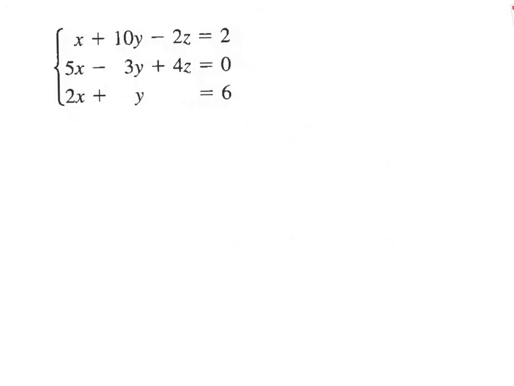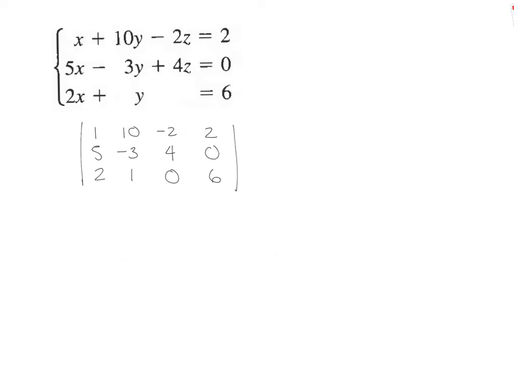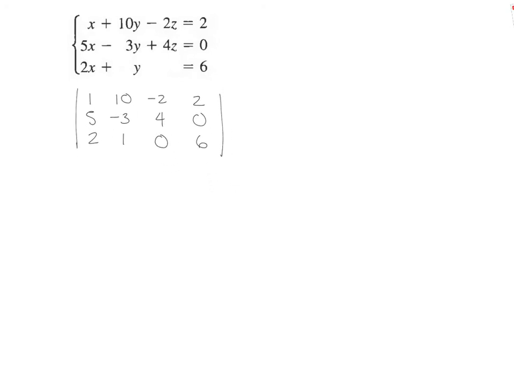So I want to go ahead and start by writing my matrix. Remember I have an x column, a y column, z, and a constant column. 1, 10, negative 2, 2, 5, negative 3, 4, 0, 2, 1, 0, 6. I already have a 1 here, so I'm good to go with row 1, column 1. The next thing I want is a 0 in this first element in row 2. So I'm going to multiply row 1 by negative 5, add it to row 2.